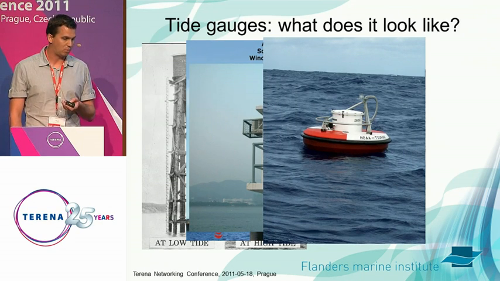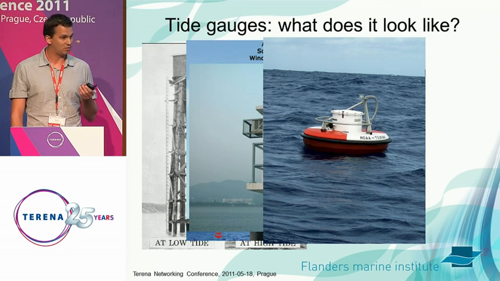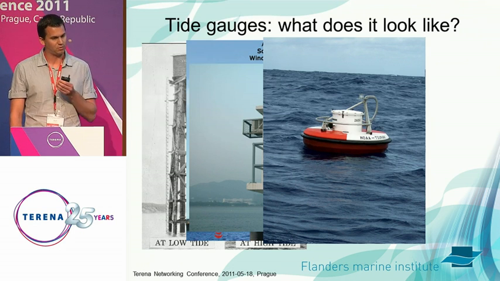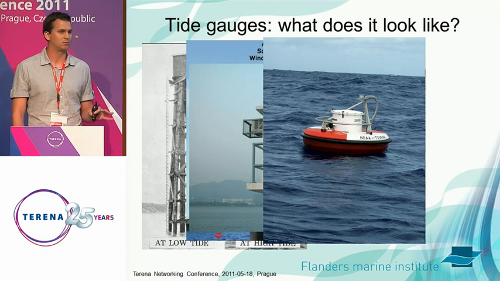This is an example of a buoy. There are about 50 buoys around the world which are measuring sea level, and sea level specifically for tsunamis. There are a lot of other buoys, but they are not measuring sea level.